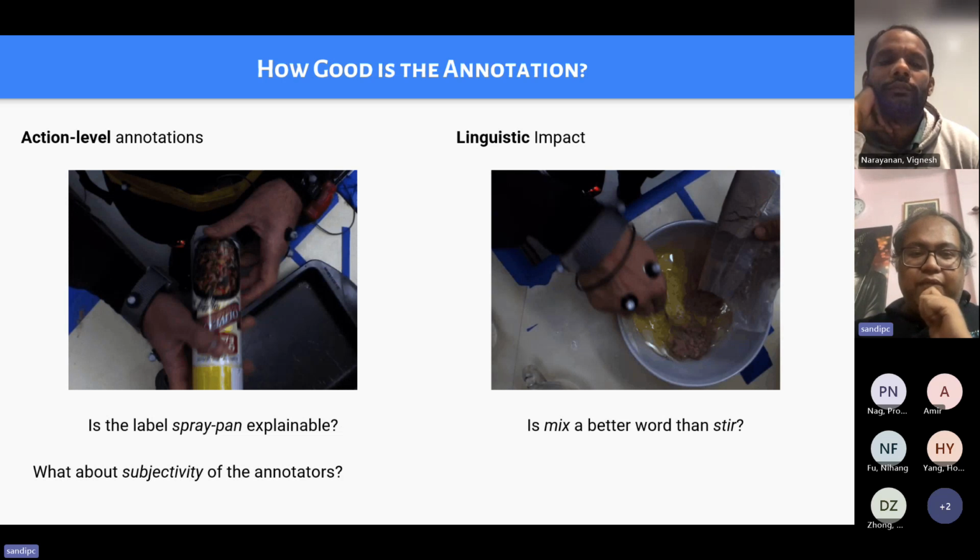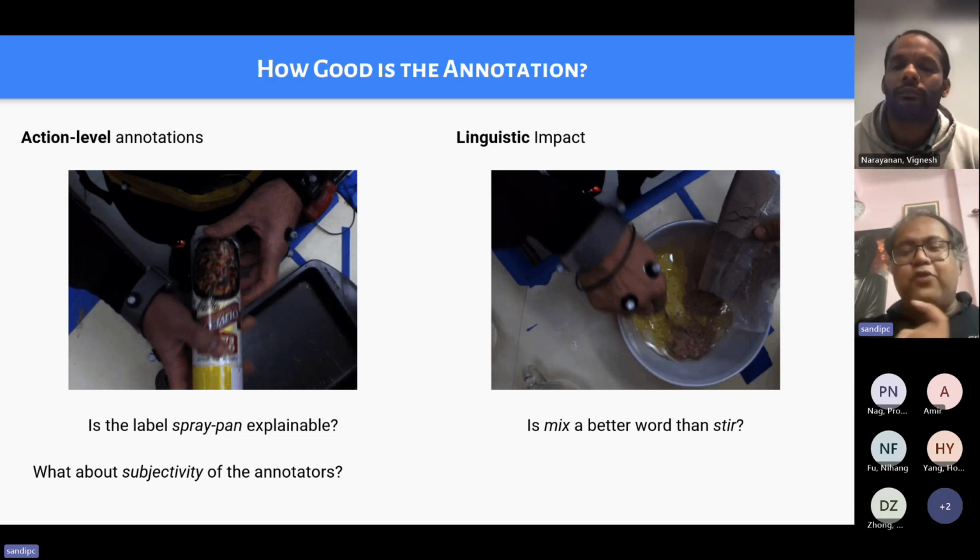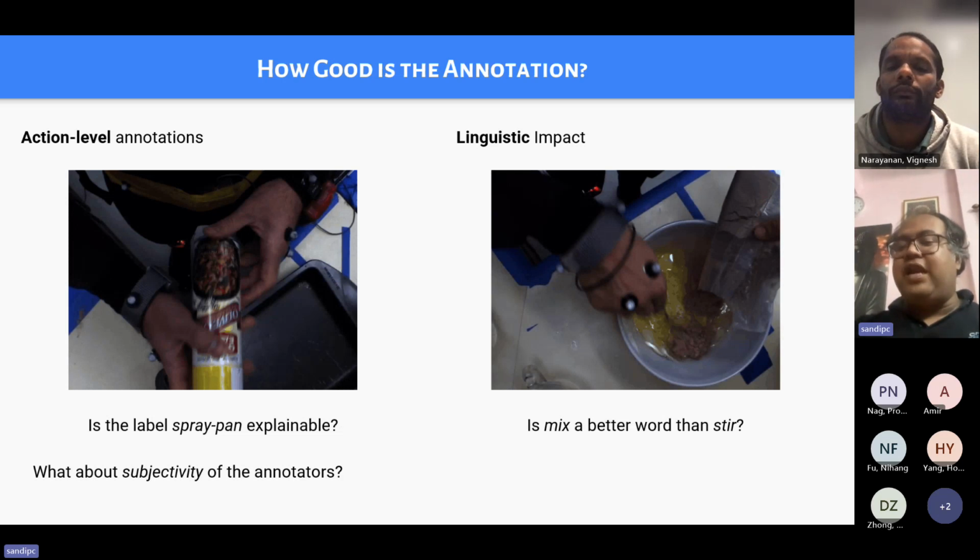Similarly, for the second activity, you see that the person is doing something, basically mixing the egg yolk with the batter. Actually both activities were part of baking a cake; the video has been taken from that activity. For the second one, there has been a linguistic impact. For example, someone can label it as mixing, someone can label it as stirring. So which one is a better label? That way, what we can see is that there can be subjectivity that comes with human annotation.